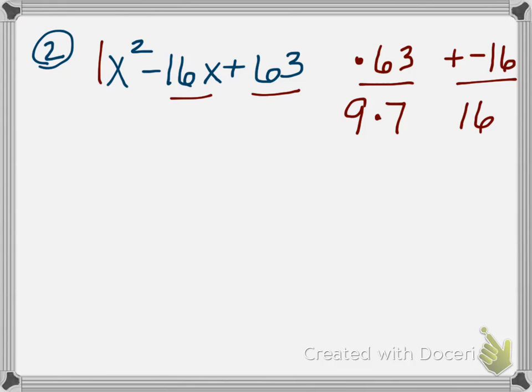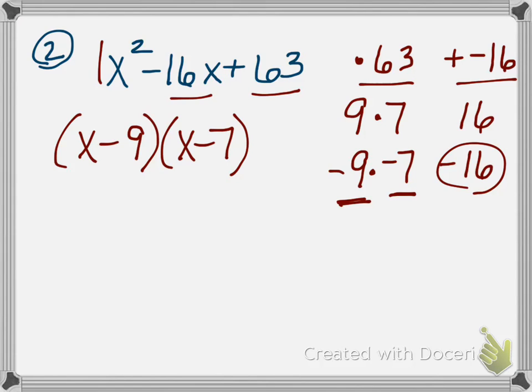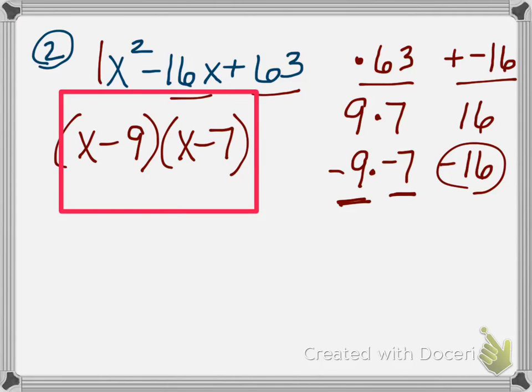I need negative 16, so we switch the signs. Negative 9 times negative 7. Negative times negative is positive, so that's still 63, but when I add it, I get the negative 16 I'm looking for. So negative 9 and negative 7 are my pair. x minus 9, x minus 7. And there's that factored form for number 2.